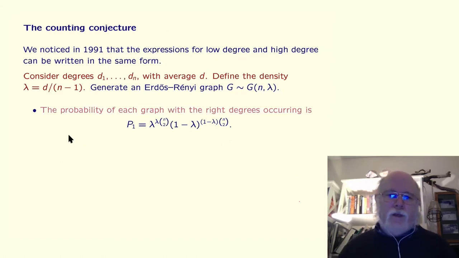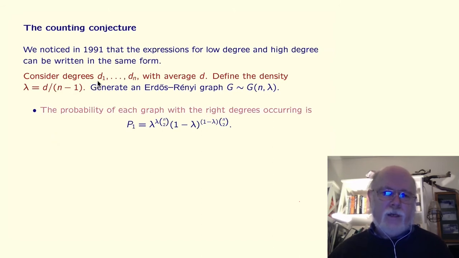So I've mentioned some calculations for low degree and for high degree. And when we did the low degree calculation in 1991, we discovered that we could write the answers in a form which was exactly the same for both the high range and the low range. And it also has an interesting interpretation, which I'll now consider.